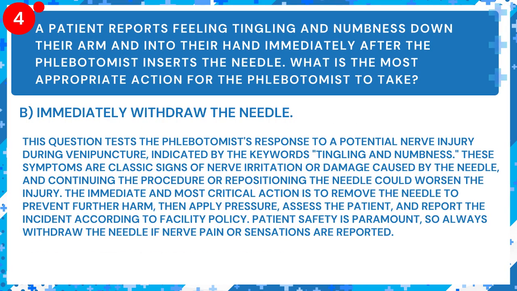Answer: B. Immediately withdraw the needle. Explanation: This question tests the phlebotomist's response to a potential nerve injury during venipuncture, indicated by the keywords tingling and numbness. These symptoms are classic signs of nerve irritation or damage caused by the needle, and continuing the procedure or repositioning the needle could worsen the injury.